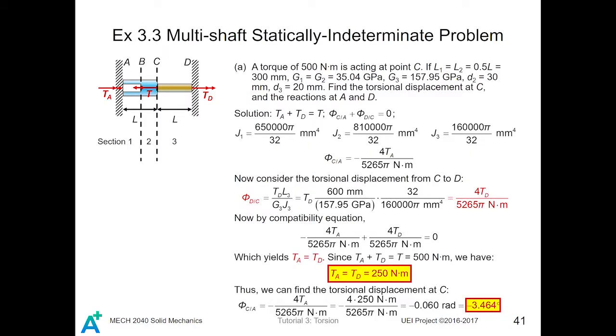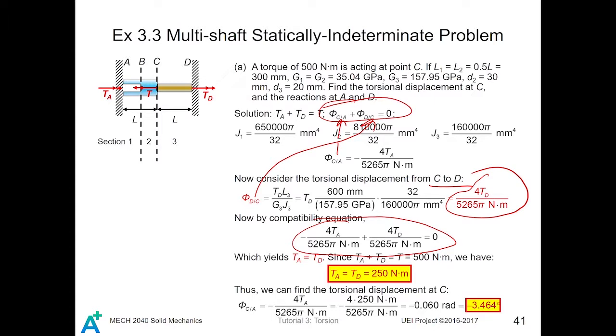Next, we consider the torsional displacement from C to D. We substitute the shear modulus of D as well as the polar moment of inertia into it. Then we will get this. The torsional displacement of D relative to C equals 4TD divided by 5265 pi Newton meter. By using the compatibility equation, we can get this result. That is, we substitute our torsional displacement of D relative to C as well as the torsional displacement of point C relative to A into this compatibility equation.